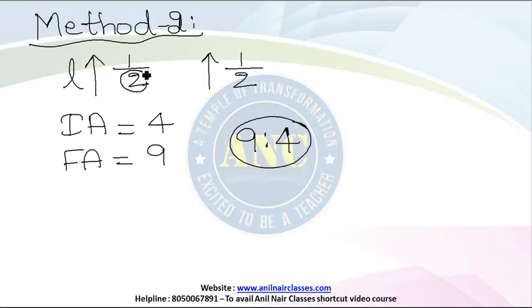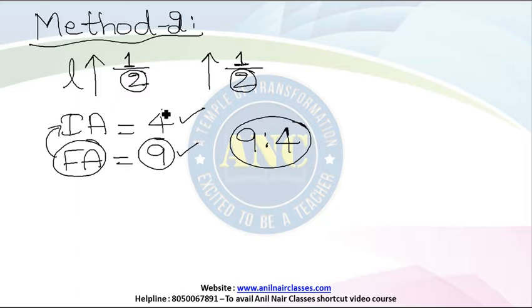Initially it is 2. 2 into 2 is 4. Okay, initial area is 4. Final length is 2 becoming 2 plus 1, which is 3. 3 into 3 is 9. They are asking you final by initial. Answer is 9:4. Why do you want to do all those things which are not required?